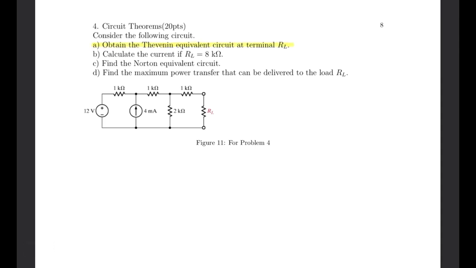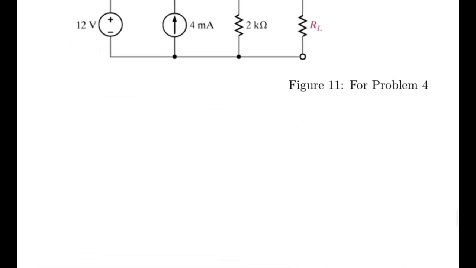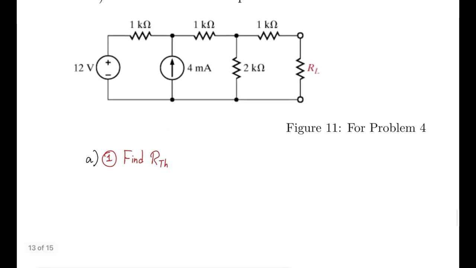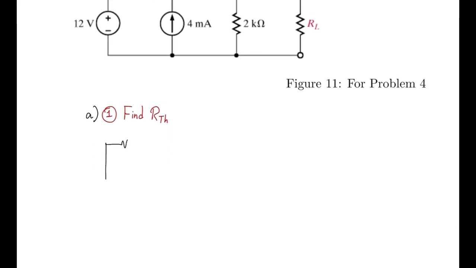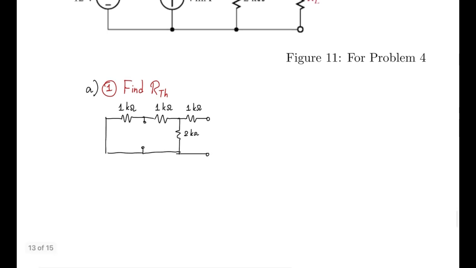To find the Thevenin equivalent circuit at terminal RL, we need to find the Thevenin resistance, as well as the Thevenin voltage across those terminals. We can find the Thevenin resistance by removing the load resistance, leaving an open circuit in place, then turning off all independent sources in the circuit. Remember that a current source becomes an open circuit when turned off, and a voltage source becomes a closed circuit once turned off. We can redraw the circuit as follows.